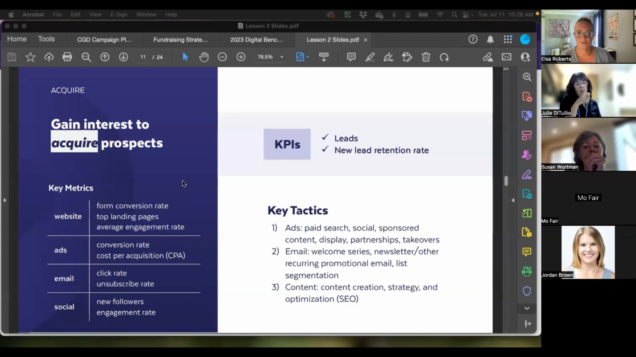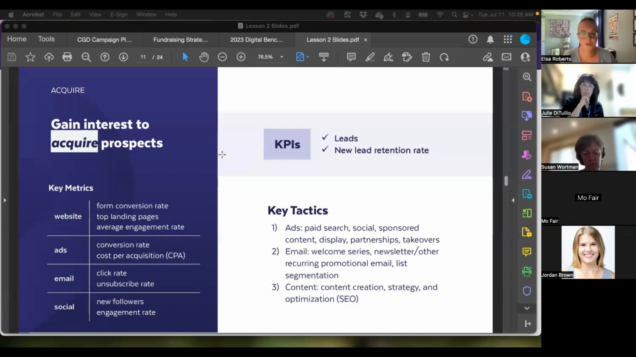All right. For Acquire, for KPIs, you're going to want to think about things like how many leads did you generate, and then what's your lead retention rate potentially. You could also have as a key performance indicator the click rate for your welcome series. So it really depends on you. So please take this as a guide, not as a mandate.